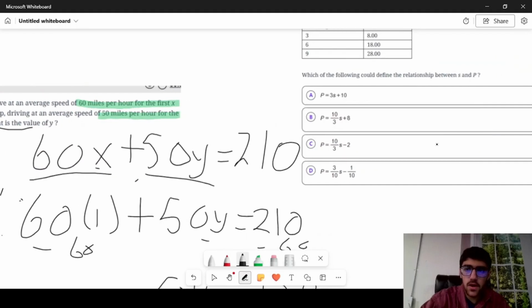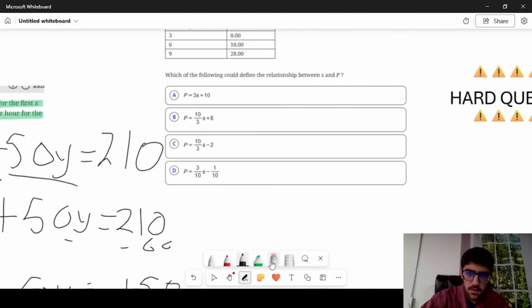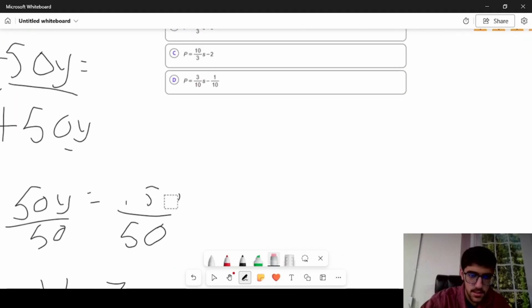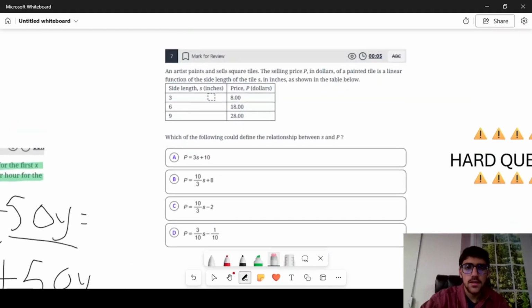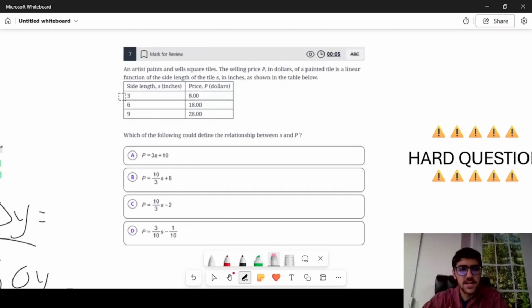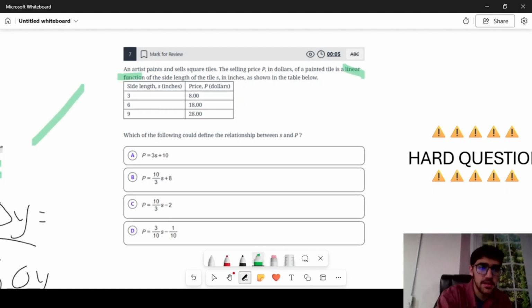So then let's move on to the second medium question. Let me just erase this. Okay. So the second one gives us a table, and it says an artist paints and sells square tiles. The selling price P in dollars of a painted tile is a linear function. So that is important to know. It's a linear function. So that means it's a straight line. So it's a linear function of the side length of the tile S in inches as shown in the table below. So we have the side length and price as the relationship.